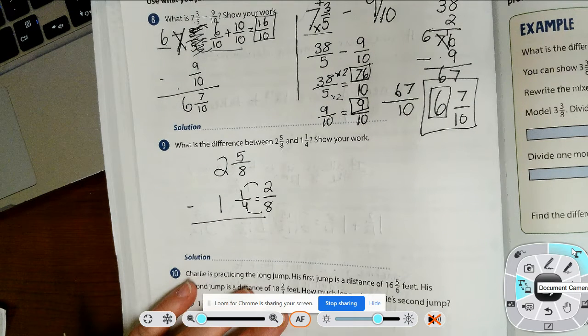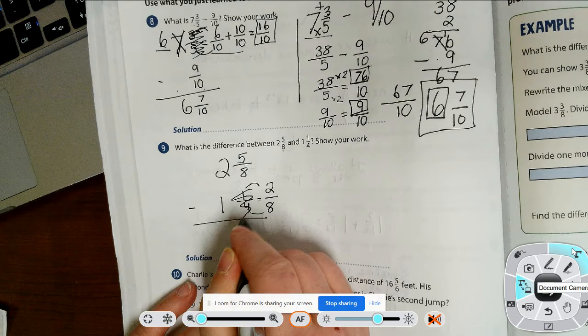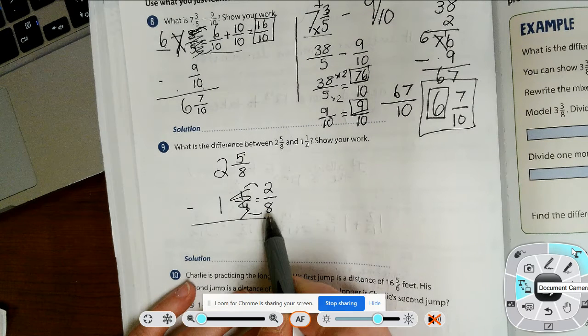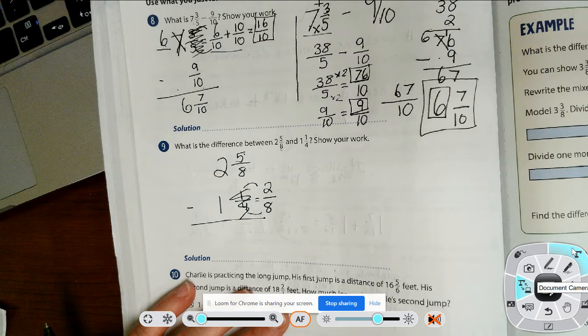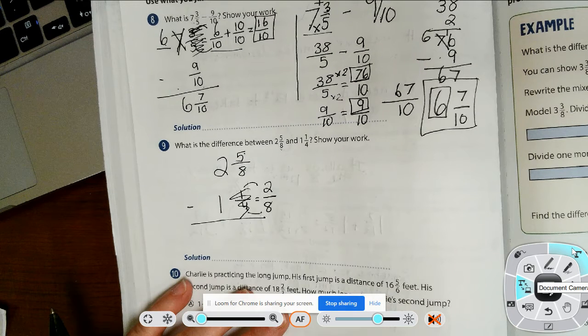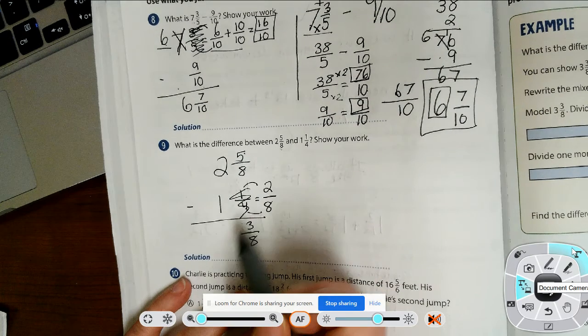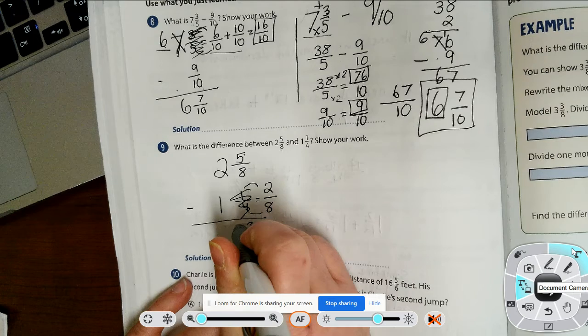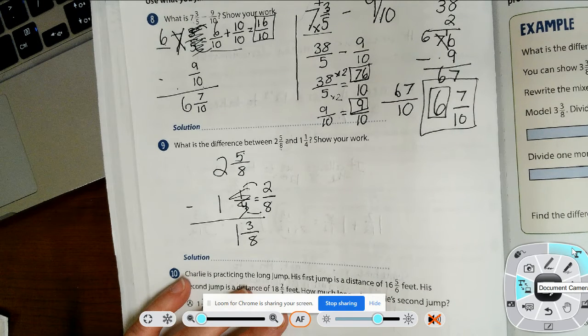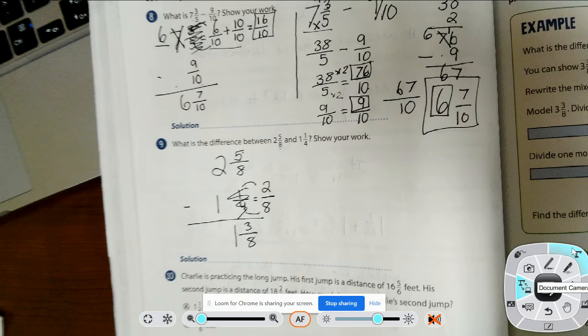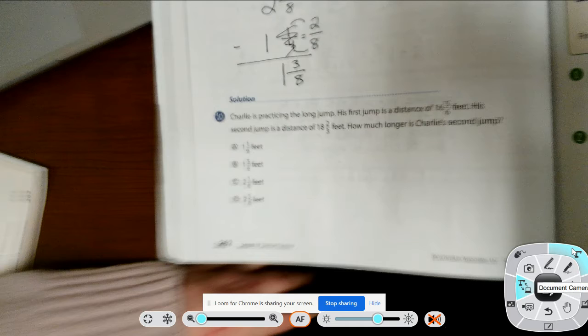Now I'm going to have to borrow because I have to do 5/8 minus, oh no, I don't have to borrow. I can do 5/8 minus 2/8, right guys? I can take that away. So 5 take away 2 would give me 3/8, and then 2 take away 1 would give you 1. So you don't have to borrow on that one. Thank goodness, huh? That was a lot faster than we thought it was going to be. And finally, you get 1 and 3/8.